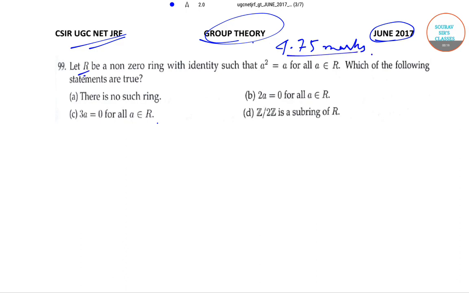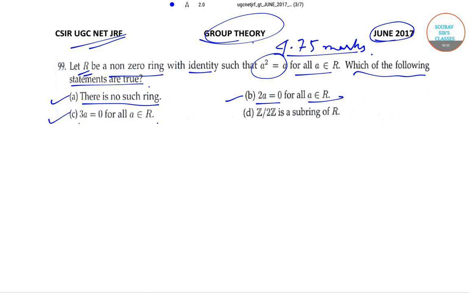The question is that if R is a non-zero ring with identity such that A square is equal to A for all A which belongs to R, then which of the following statements are true? Option A, there is no such ring. Option B, twice A is equal to 0 for all A which belongs to R. And option C, thrice A is equal to 0 for all A which belongs to R. And option D, Z by 2Z is a subring of R. So these are the four options that we need to check.